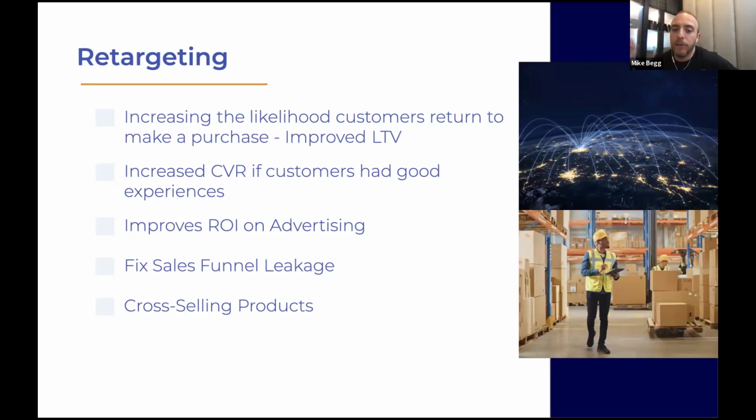It can also be used to fix sales funnel leakages. So we talked about how we're seeing a lot of add to carts, but maybe we're not seeing purchases. Maybe we need to retarget the people that added to cart. Maybe we need to remind them that it's in their cart. Maybe they just forgot. So an ad is a good way to get them to actually purchase the product and get them to convert, and can help you fix some of the issues within your sales funnel. And then finally, it's a good way to cross-sell products.